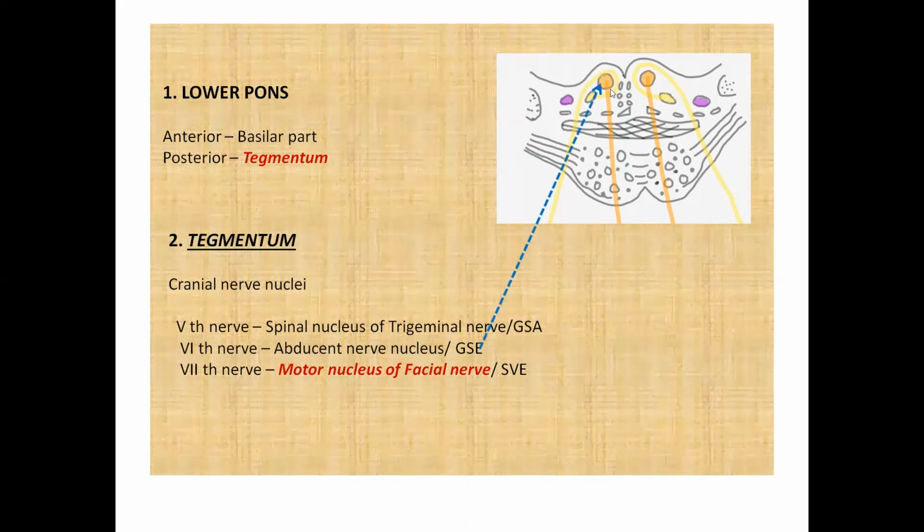In the dorsal part of the tegmentum, just lateral to the midline is the abducent nerve nucleus. The efferent fibers from this nucleus will innervate the lateral rectus muscle. Ventrolateral to the abducent nerve nucleus and medial to the spinal nucleus of the trigeminal nerve is the motor nucleus of the facial nerve. The efferent fibers from this nucleus will innervate the muscles of face.